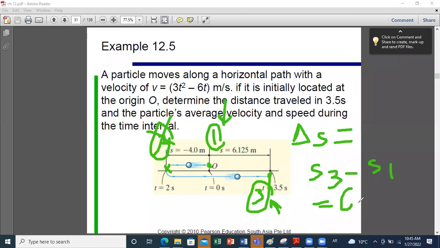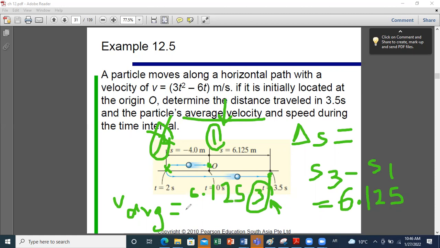And this is an example where you can see that the displacement will not give you an idea about the total path of motion. So if you calculate now the average velocity, it will just take into consideration the displacement. So V average will be delta S over delta T. So it will just be 6.125 over 3.5. While what will give you a better idea about your motion will be what?